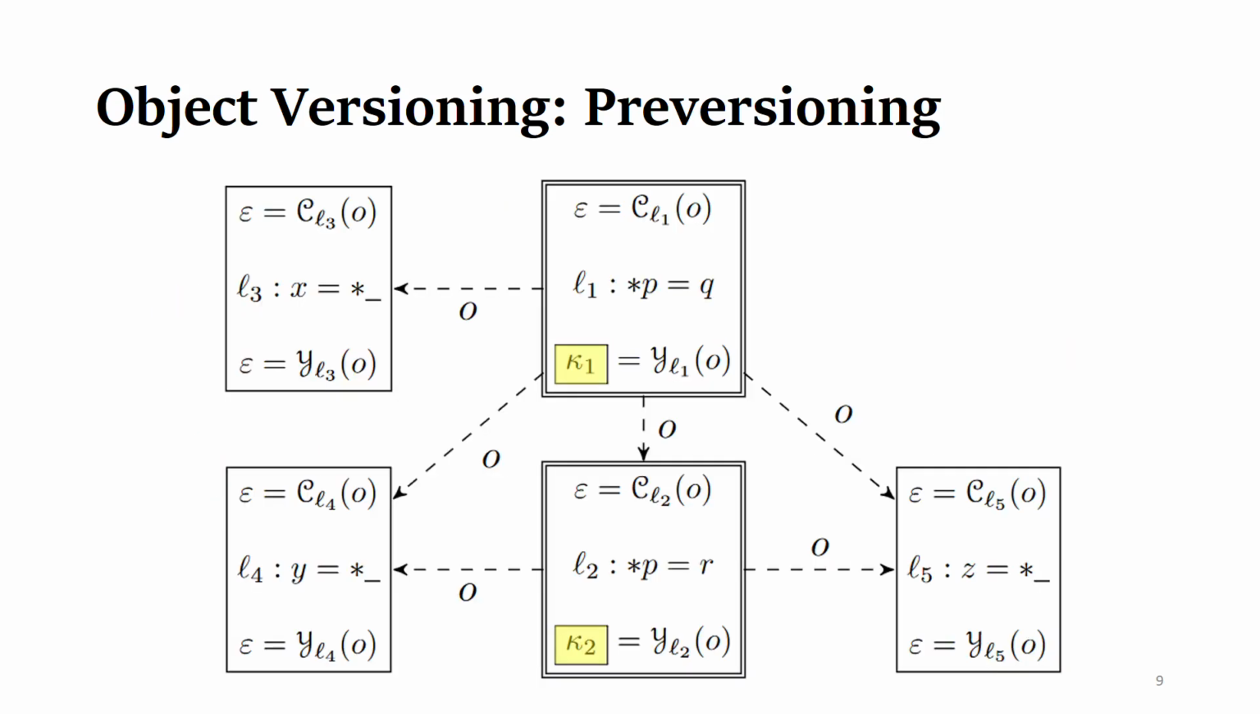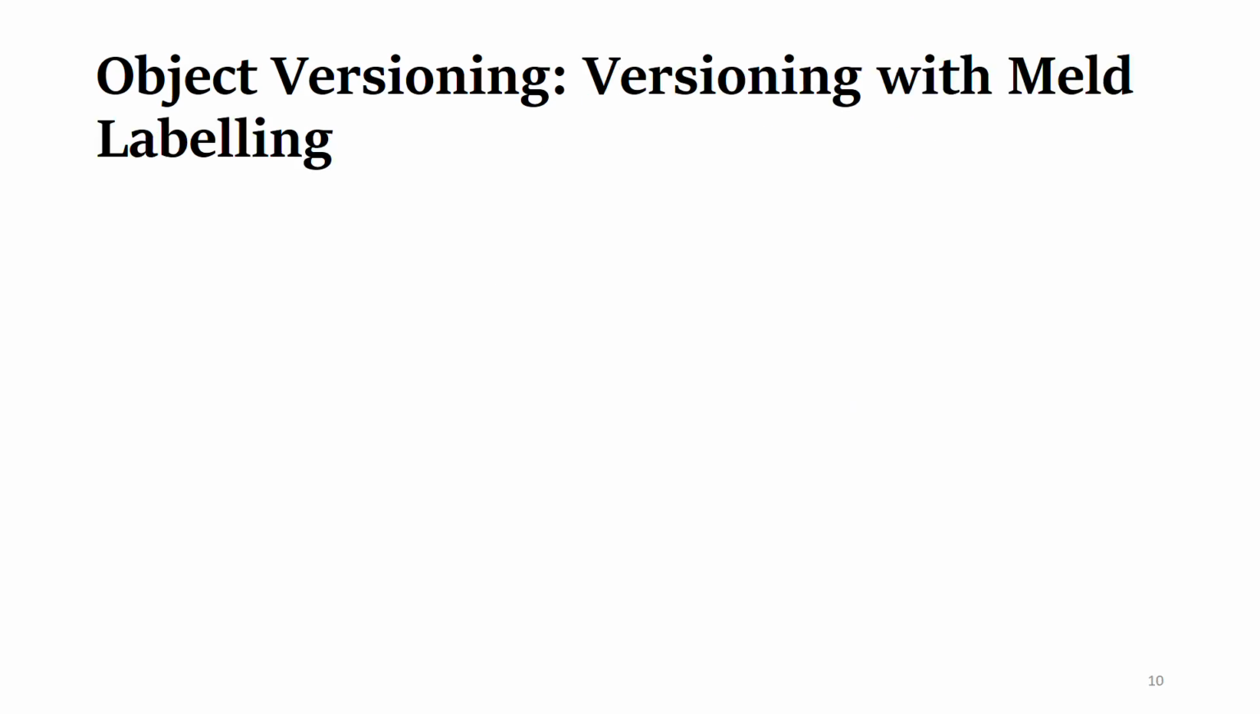Revisiting the earlier SVFG example, the pre-versioning would give L1 and L2 fresh versions to yield, since they are store instructions. The consumed version at these nodes would be the identity, and the consumed and yielded versions for O at other nodes would also be the identity. Now we can perform versioning.